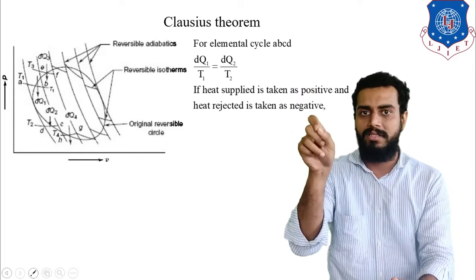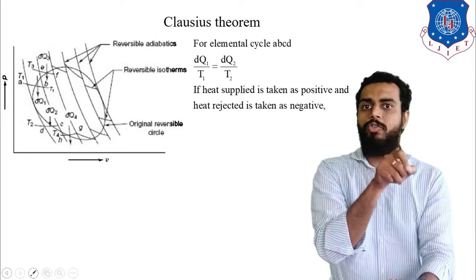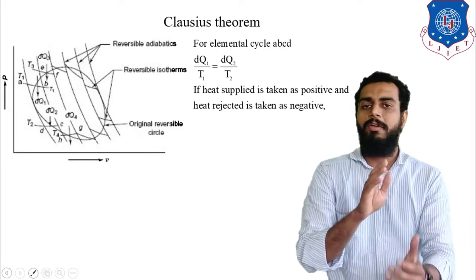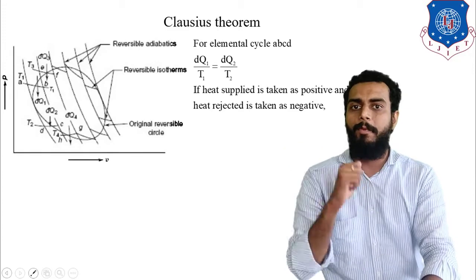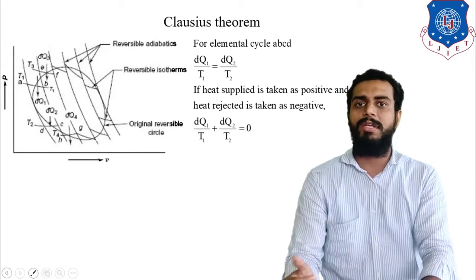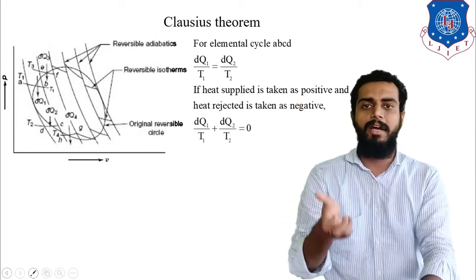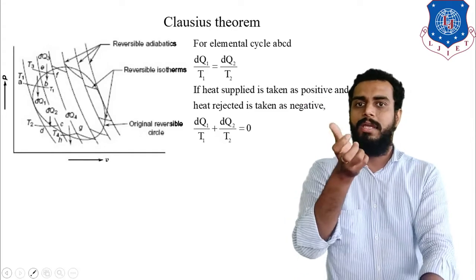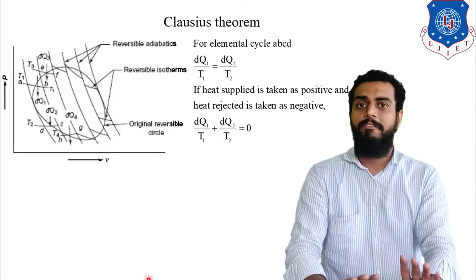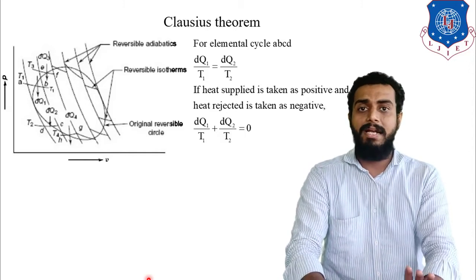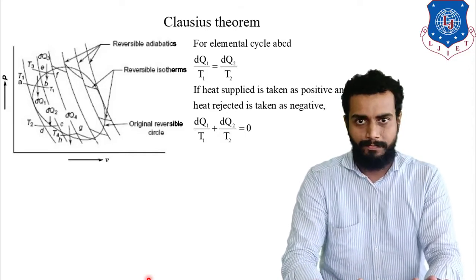Let us write plus dq2 by T2, that will be negative. Now if I take that negative to the other side of the equal to sign, it will become positive. So I have written the revised equation as dq1 by T1 plus dq2 by T2 is equivalent to 0. Clear students? I hope everyone is clear. We have just applied the sign convention for heat transfer.